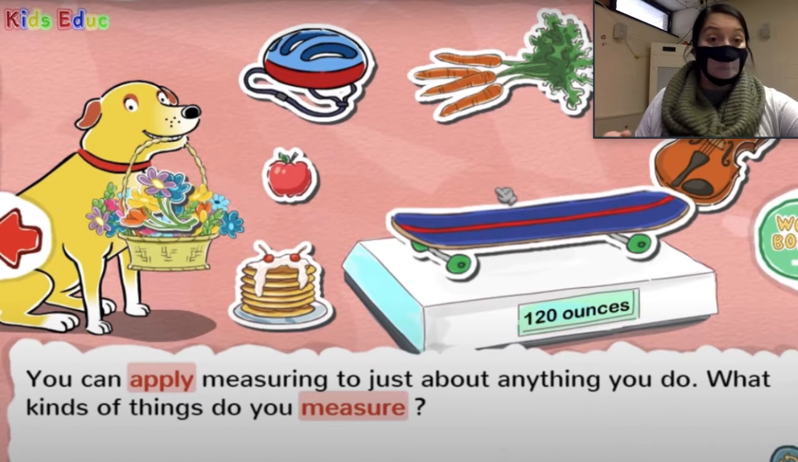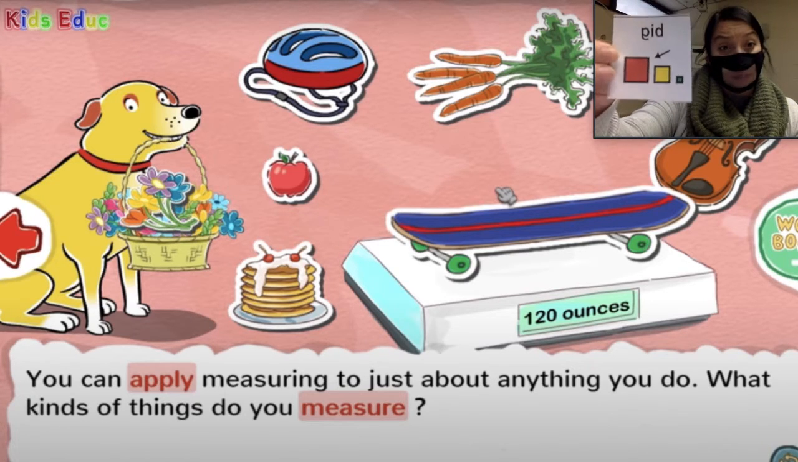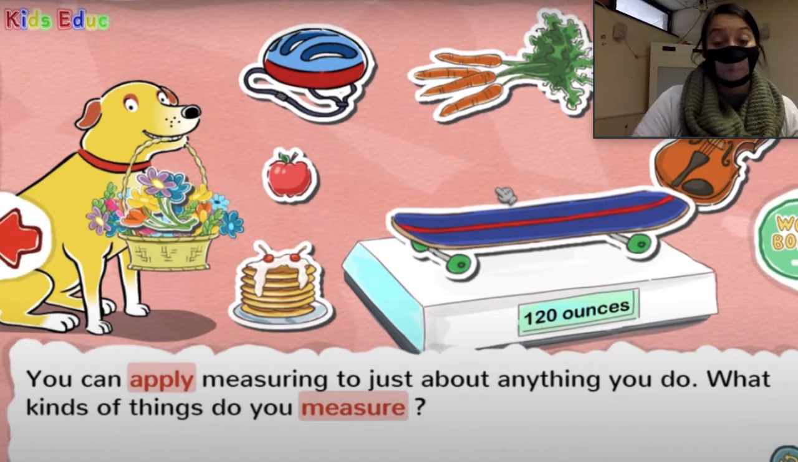A skateboard is bigger than a violin. It's bigger, so it weighs more, right? So it has a bigger number on the bottom.